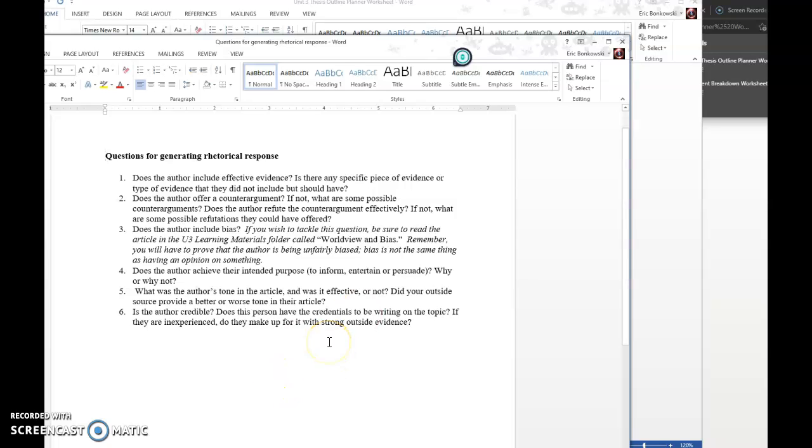You can see that I've tried to write in opportunities for you to think about how you might incorporate the outside source. Like, does the author offer a counter argument? If not, what are some possible counter arguments? So if your original article, one of the 3 from the folder, didn't include a counter argument, but your outside source does, then you could say, here's a really good counter argument that they could have used that I found in this source, and then quote the outside source. So these are just some examples of how you can get the outside source in if that was confusing you.